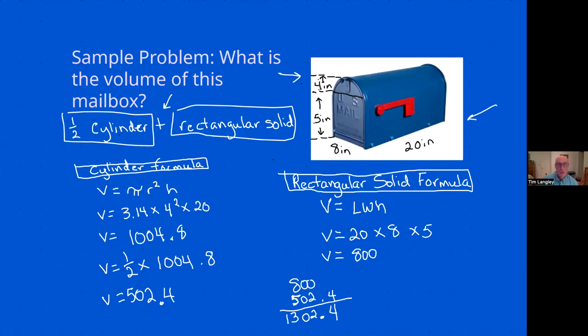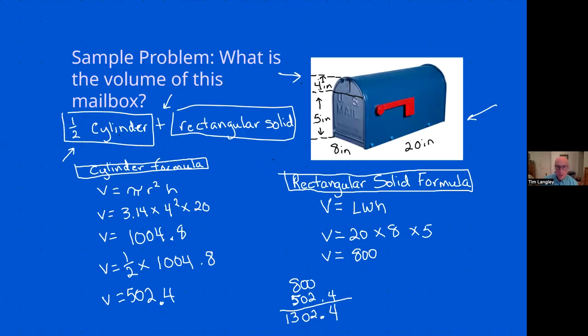However, I want to go back up to the top left of the screen where we're going to take half of that. Why are we taking half of that? Because we just found the volume as if it was a whole cylinder, but we've only got the lid of it, the top half of it in our mailbox. So if you punched in your calculator 0.5 times our 1004.8, you get 502.4. Okay. So that means the top section, the rounded section, all the way through my mailbox, like I sliced the top off, is 502.4.